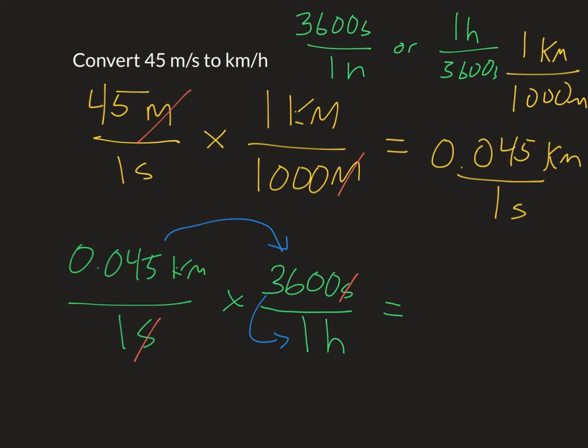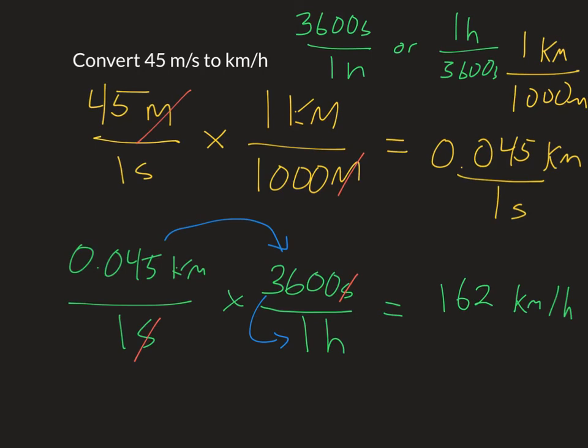And when I put that in my calculator, I'm going to get 162, I think almost exactly. So I'm going to get 162 kilometers per hour. Now, I always like to tell you guys to take a second to think about the answer you get to see if it makes sense. If something is going 45 meters every second, it's traveling really fast. That's like going over half the length of a football or soccer field in a second. That's moving very quickly.